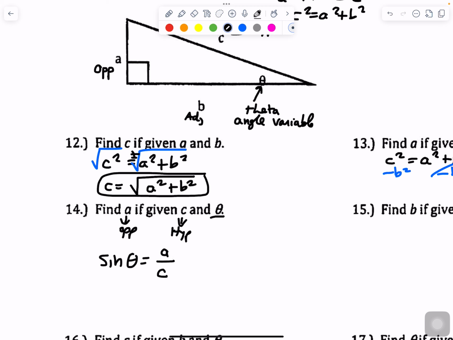Now I'm trying to solve for A. So how do I find A? Notice I have A divided by C. So in order to find A, I need to get rid of C. How do I do that? Let's multiply both sides by C. And A would be equal to C times the sine of theta.